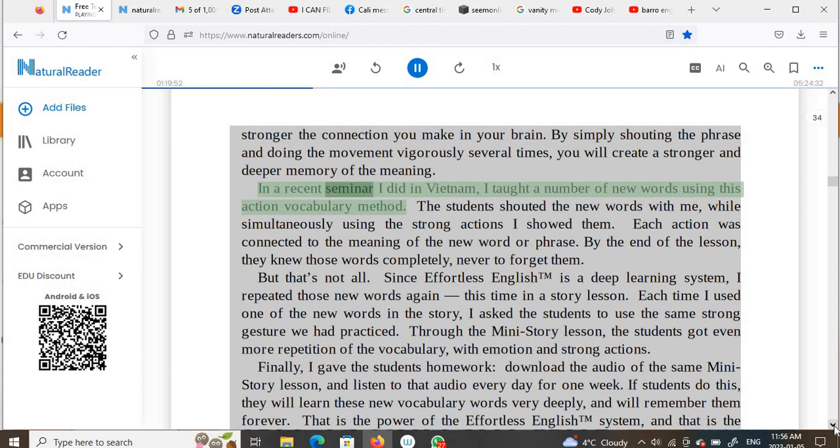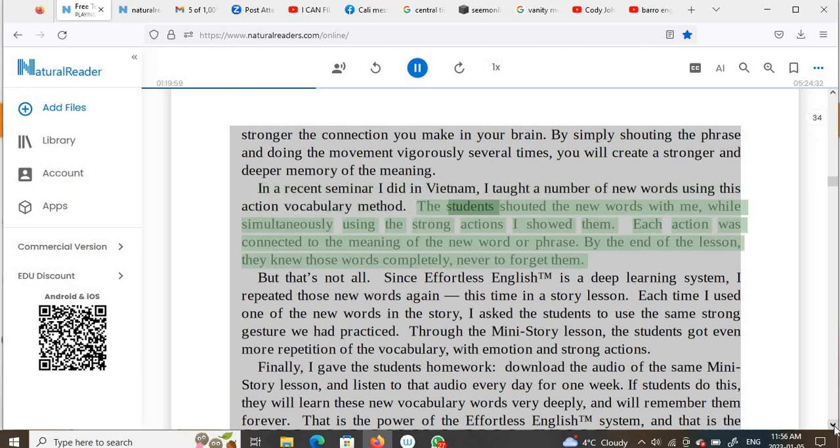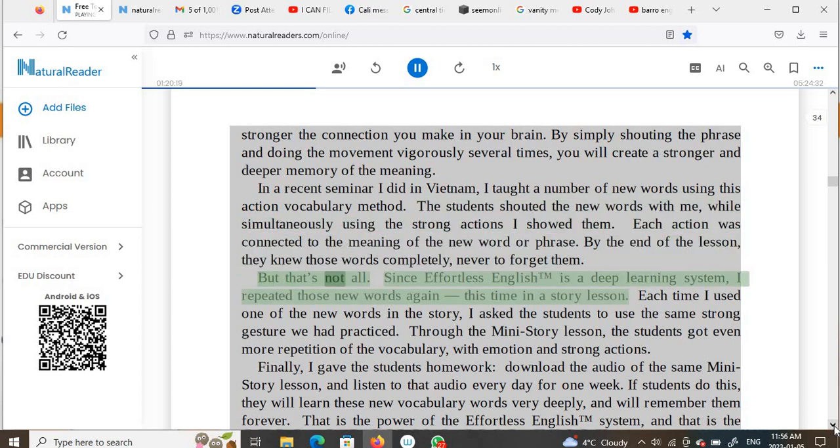In a recent seminar I did in Vietnam, I taught a number of new words using this action vocabulary method. The students shouted the new words with me, while simultaneously using the strong actions I showed them. Each action was connected to the meaning of the new word or phrase. By the end of the lesson, they knew those words completely, never to forget them. But that's not all.